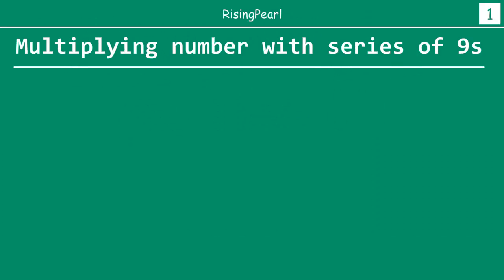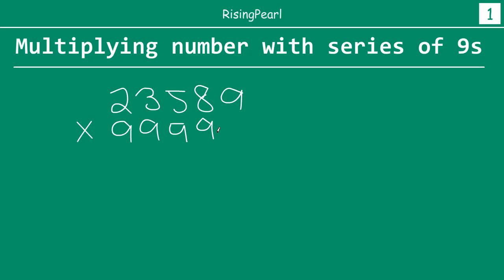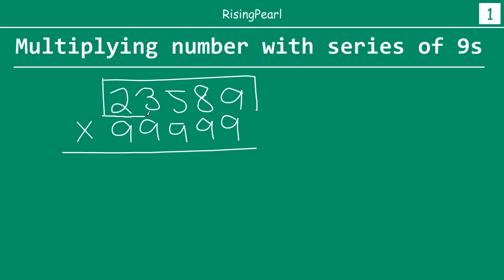Now in the last two videos we have talked about these two scenarios. Let's write a random number. How about we write 2, 3, 5, 8, 9, and let's say we want to multiply this by 9, 9, 9, 9, and 9. In our earlier videos we have seen how to multiply this. Obviously this is a random number that we came up with from our imagination, and we are multiplying this with this. Also we talked about in the last video how we multiply.